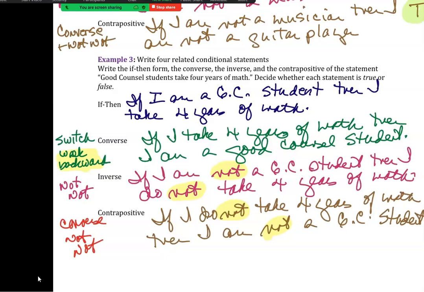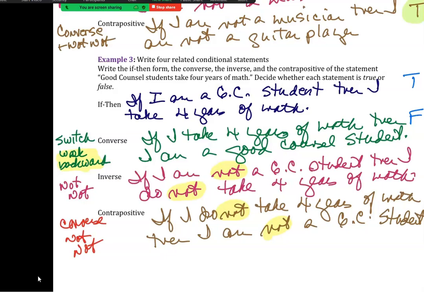If I am a GC student, then I take 4 years of math. What do you think? So let's say that maybe that's true. If I take 4 years of math, then I am a GC student. Well, couldn't you take 4 years of math at Sherwood and you wouldn't be a GC student? If I am not a GC student, then I do not take 4 years of math.